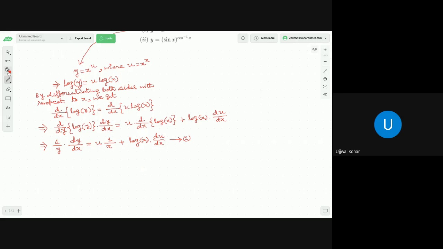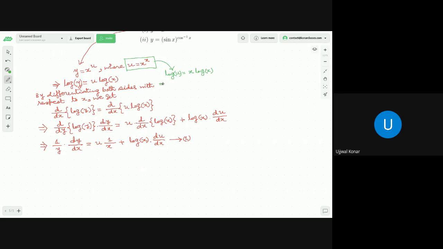Now let me use a different color. So u equal to x power x. Let us concentrate on here. Correct, no? So what we can take? We can take log of both the sides. Log u should be equal to x log x. Isn't it, dear students? Log u is equal to x log x.